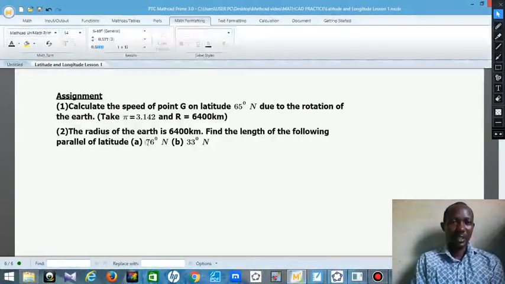This other one says the radius of the earth is this, and we should find the length of the following parallels of latitude. This is just to find the length of the parallel of latitude when the latitude is 76 degrees. The length of the circle at 76 degrees will be different from the length of the circle at 33 degrees.